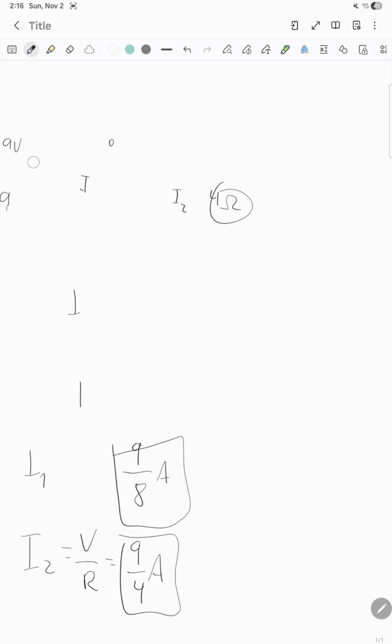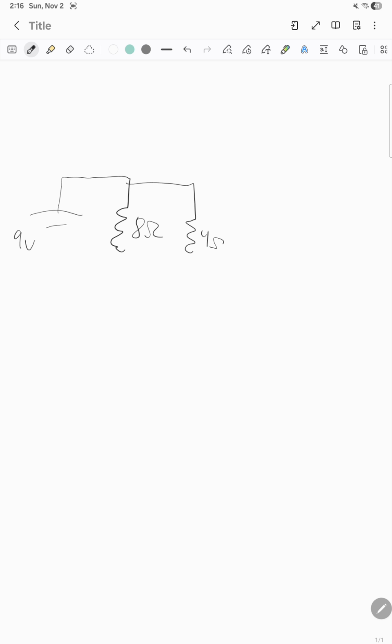And of course, if you want to add the two currents or the two resistors, we did find what the current is, but in that problem we had a 9 volt source here, and then we had 8 ohms and then 4 ohms. We did not calculate the equivalent resistor, so let's go back here and try to find the equivalent resistor. This is a parallel circuit, so it'll be 1 over R total, which is equal to 1 over R1 plus 1 over R2.